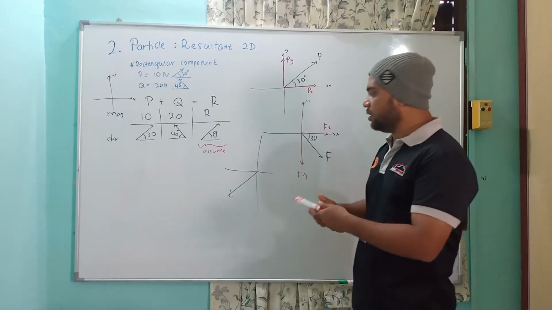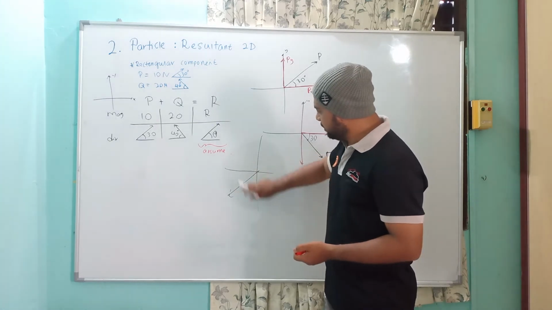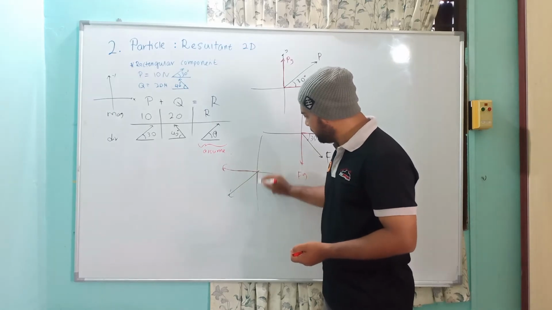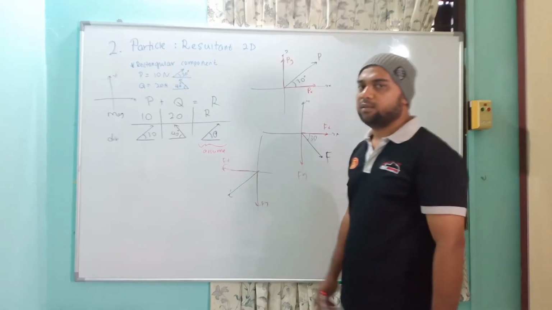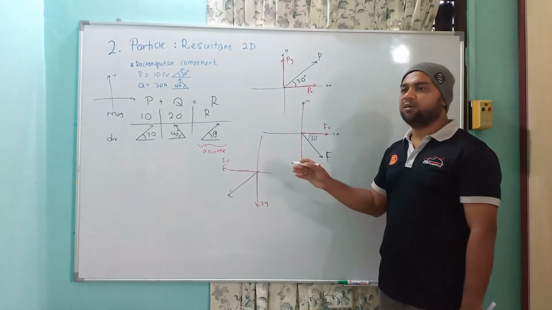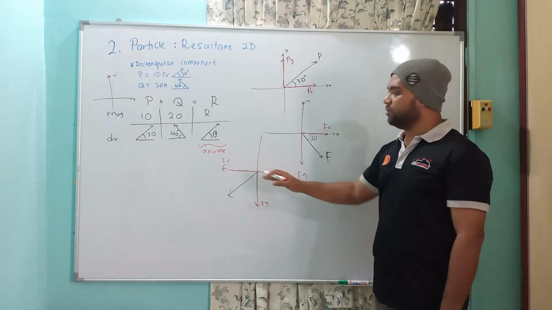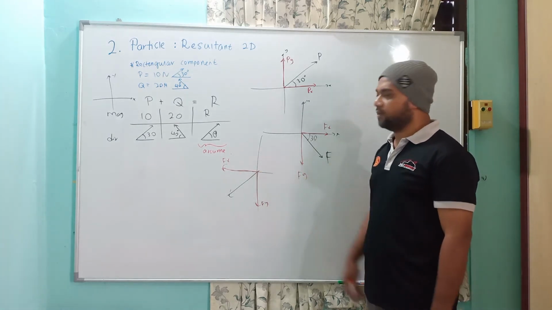Okay, so how do I resolve? I want to have these two parts that I can resolve to make sure that the original force is right in between. So this is Fy, this is Fx. Don't bother about positive or negative. Later on, when you choose the direction for positive and negative, you will put the sign. Now you just put the direction. Okay, so this is how you resolve the force.